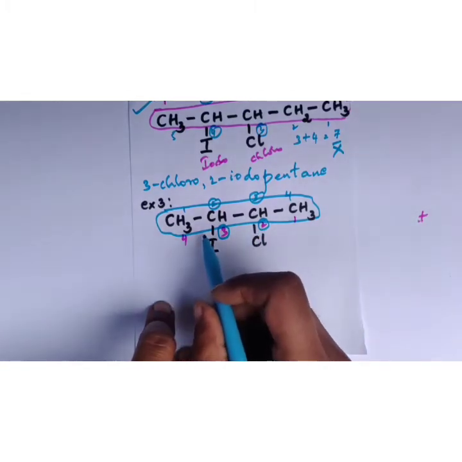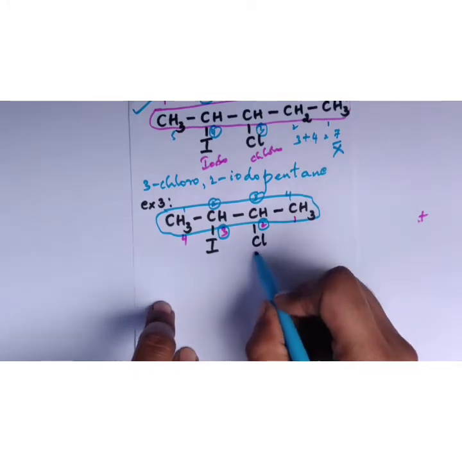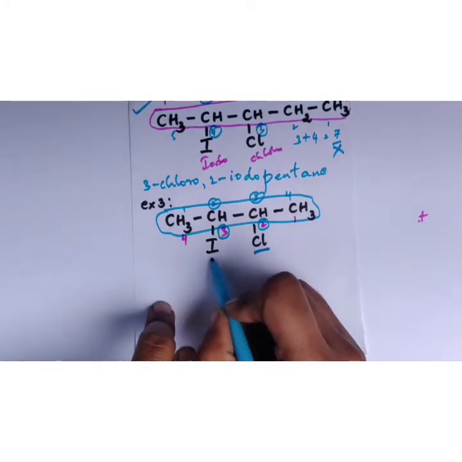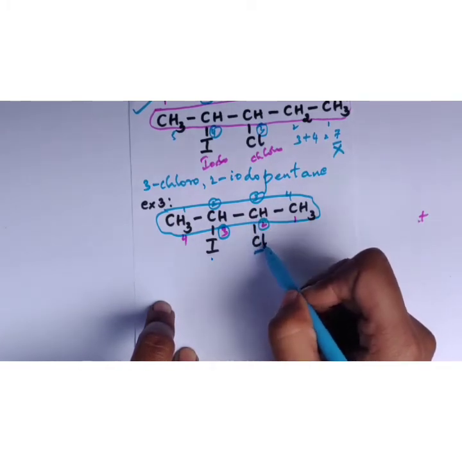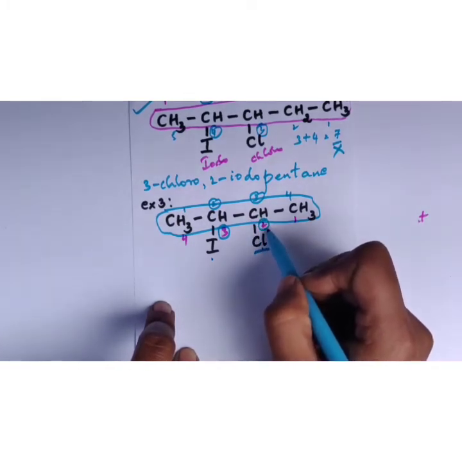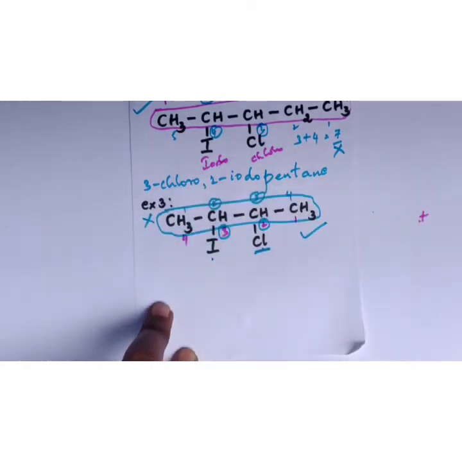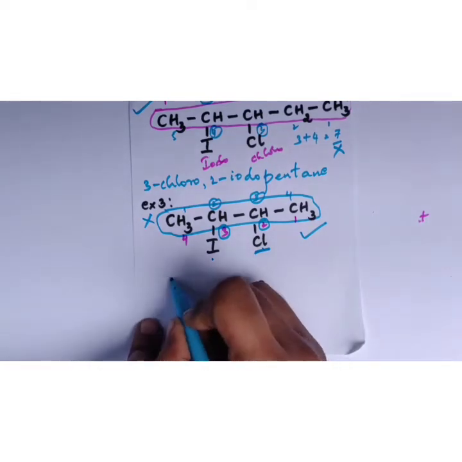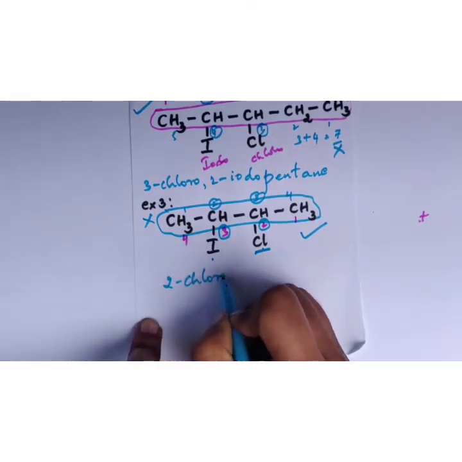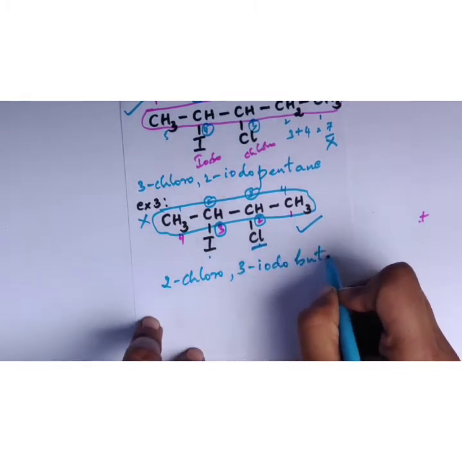When it is equivalent, you have to go according to the alphabetical order. Alphabetical order, chloro comes first, next comes iodo. That means the locant, the carbon to which chloro is attached, should get the lowest numbering. That means we go from the right side, not from the left side. So naming is also according to the alphabetical order. So it is 2-chloro, 3-iodo-butane.